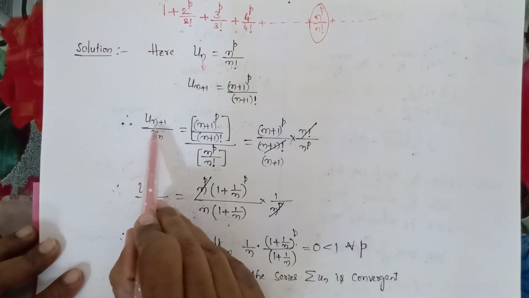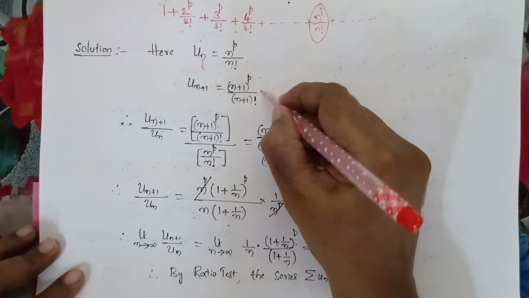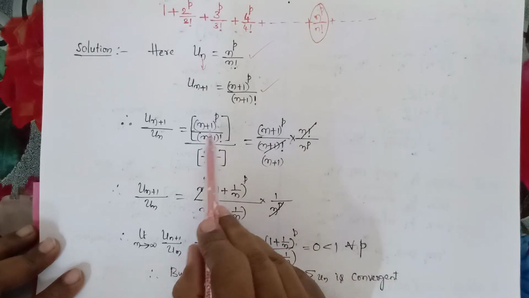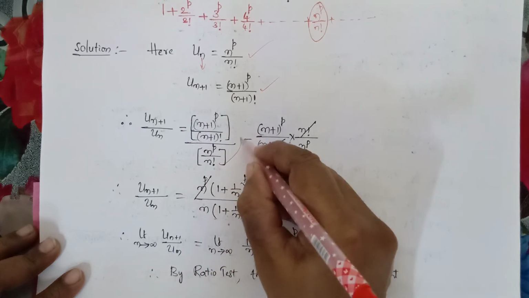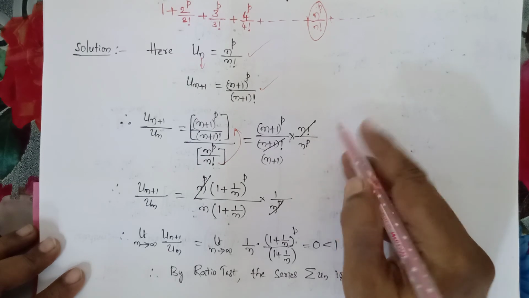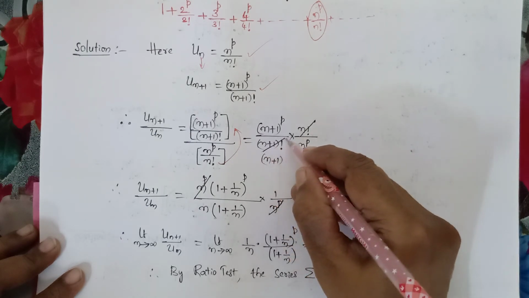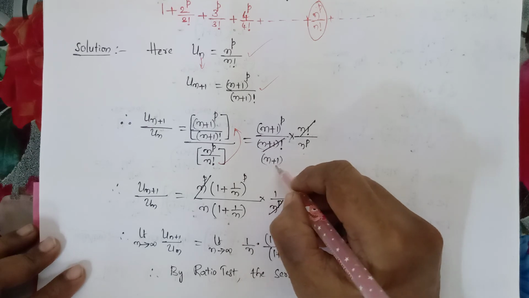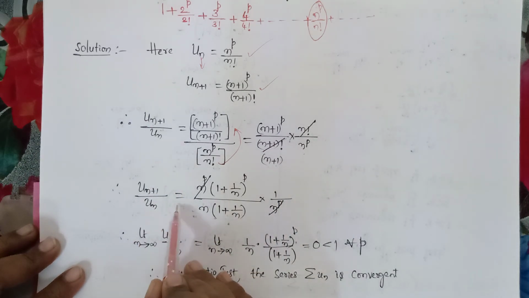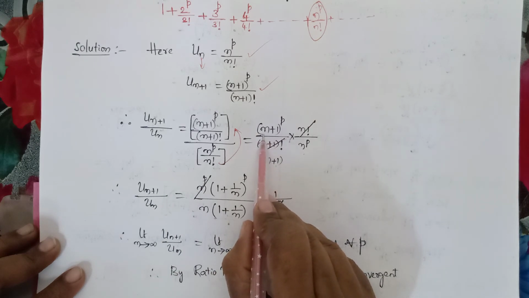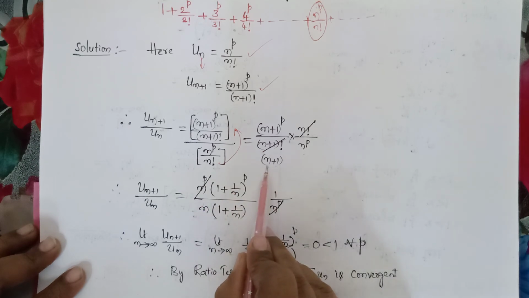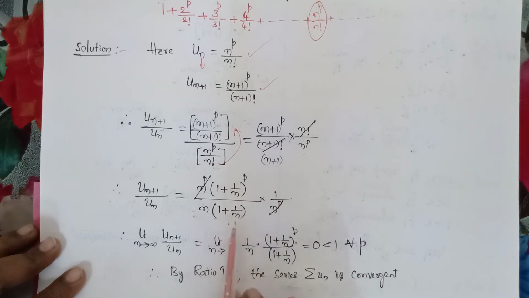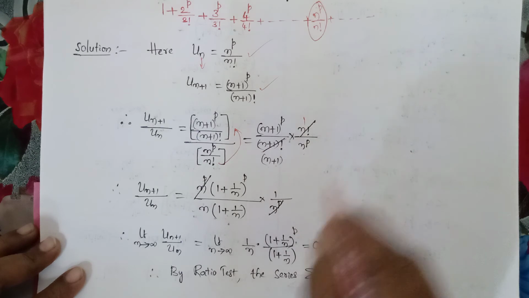Therefore, un plus 1 by un is equal to this by this. This is equal to n plus 1 whole power p by n plus 1 factorial into, we take reciprocal, n factorial by n power p. Cancel n factorial in n plus 1 factorial, which is in n plus 1 times. Therefore, un plus 1 by un is equal to, take n as common and put power p for both the brackets. n power p into 1 plus 1 by n whole power p by, here also we take n as common, n into 1 plus 1 by n into 1 by n power p.